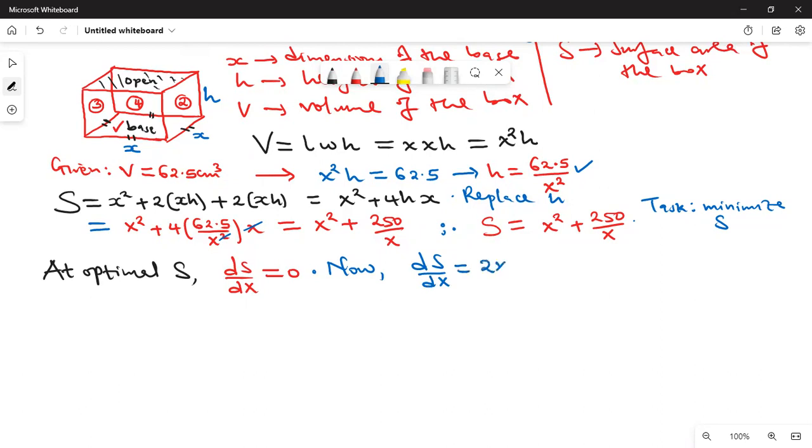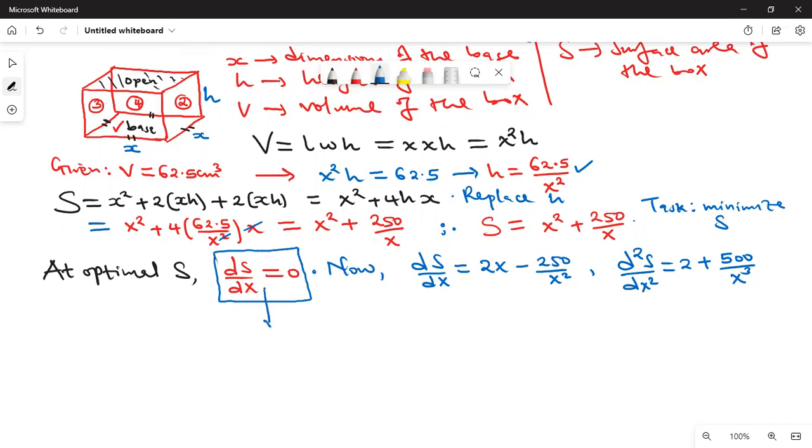Differentiate, that will be 2x minus 250 over x squared. That is the first derivative. What about the second derivative? You talk of d squared s dx squared. That's the same as 2 plus 500 over x cubed. That's what we get as the second derivative. So we know that ds over dx must be equal to 0. So we equate that to 0 and solve for x.